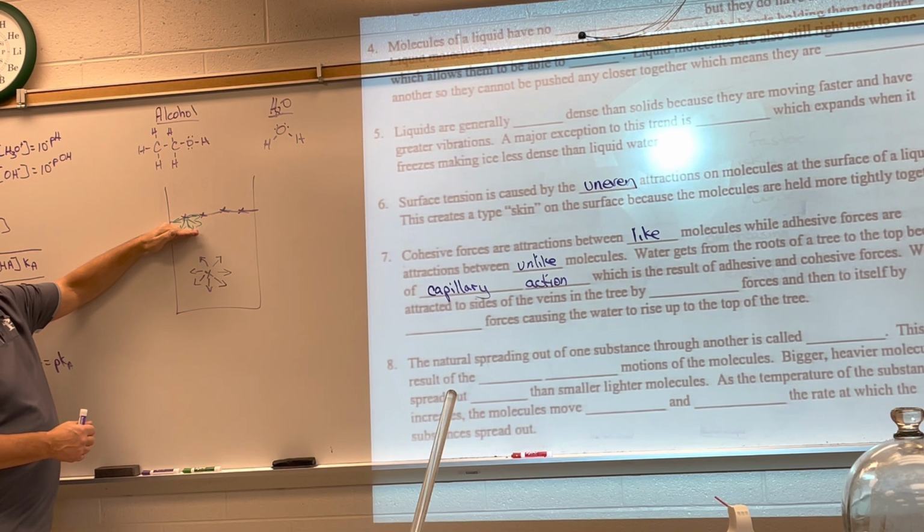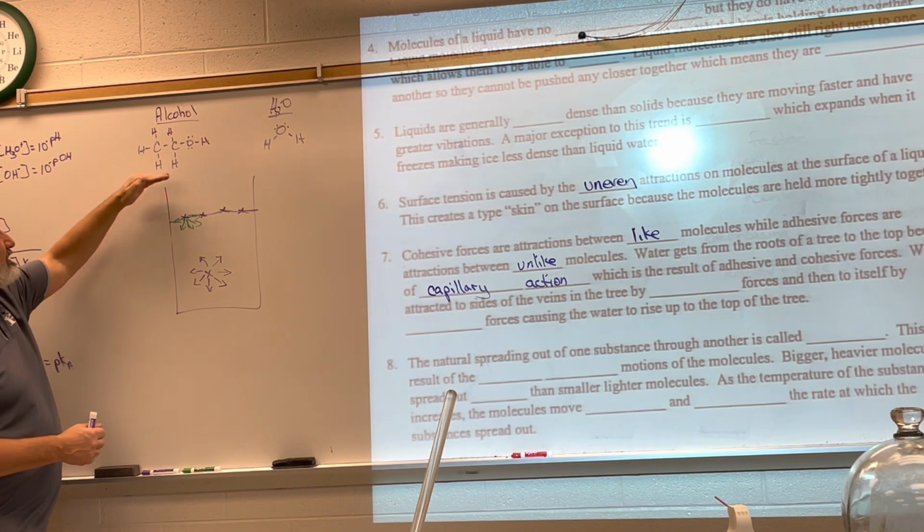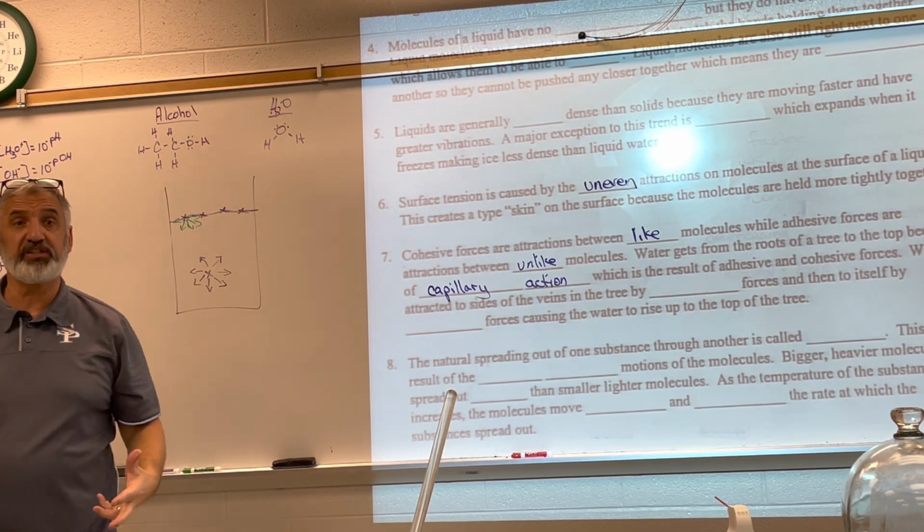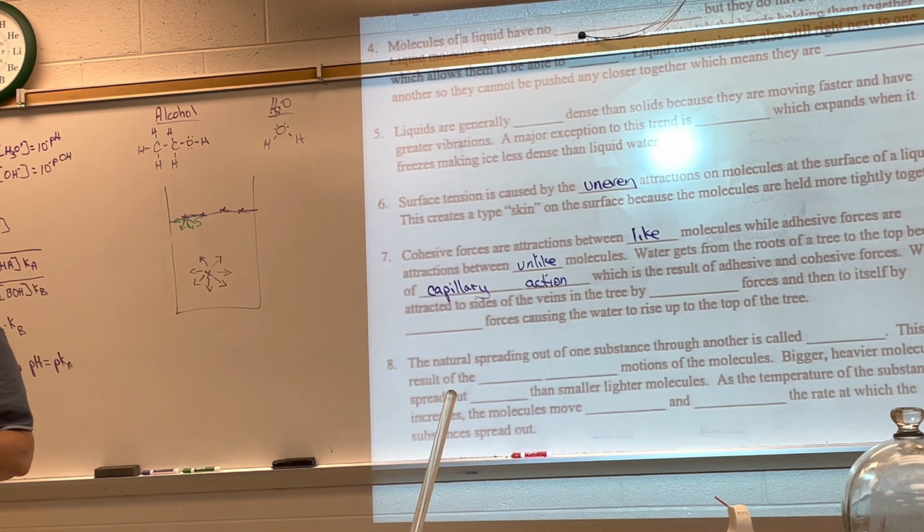But the whole point is this: the surface tension here is caused by these attractions between the molecules. What can we say then? Does alcohol have higher or lower surface tension? It's got less surface tension. So what does that mean about its attractive forces? They're not as strong. So they're not being pulled together as tightly, and therefore it can't form the dome; it gives way faster.